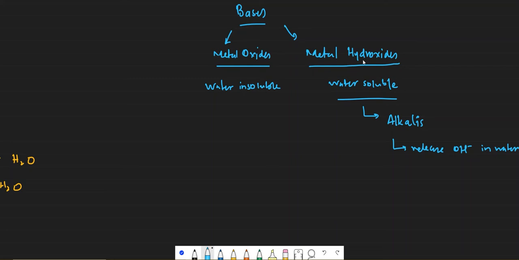Metal oxides are water insoluble, metal hydroxides are water soluble. We call them alkalis. So we can say that all alkalis are bases, but all bases are not alkalis. Sometimes it gets confusing, and students start to use base and alkali interchangeably, but they are not two names of the same thing. All alkalis are bases, but all bases are not alkalis, because some bases are also metal oxides, which are not alkalis.